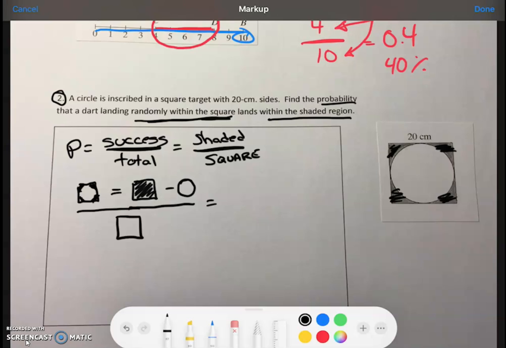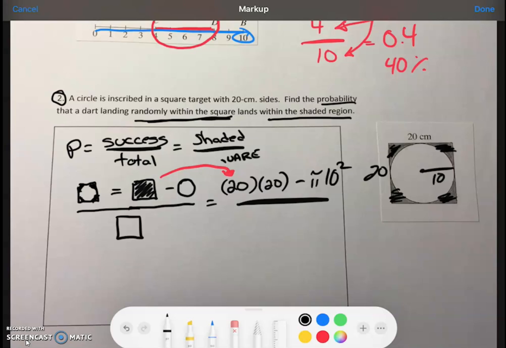To figure this out, we are going to, again, figure out the area of the square minus the area of the circle. So the area of the square is a 20 by 20 square, so it's base times height. It's 20 times 20. That's the area of the square. And we're going to minus from that the area of the circle, which is pi r squared. The radius is 10, so pi times 10 squared. Over the area of the entire square, which is 20 times 20.